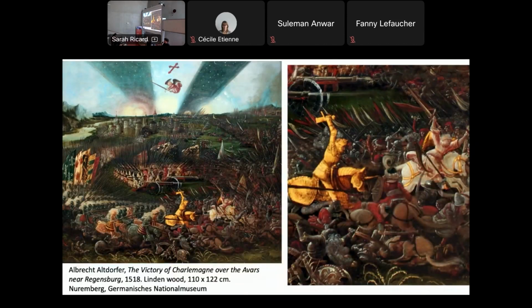Now, it's not only about imitating gold objects, it's also sometimes about facilitating the reading, the narrative approaches of painting. And this is the case here with the panel of the Victory of Charlemagne. In this very crowded panel, the figure of Charlemagne is the one that stands out through gold, and that allows us a better reading of the painting.